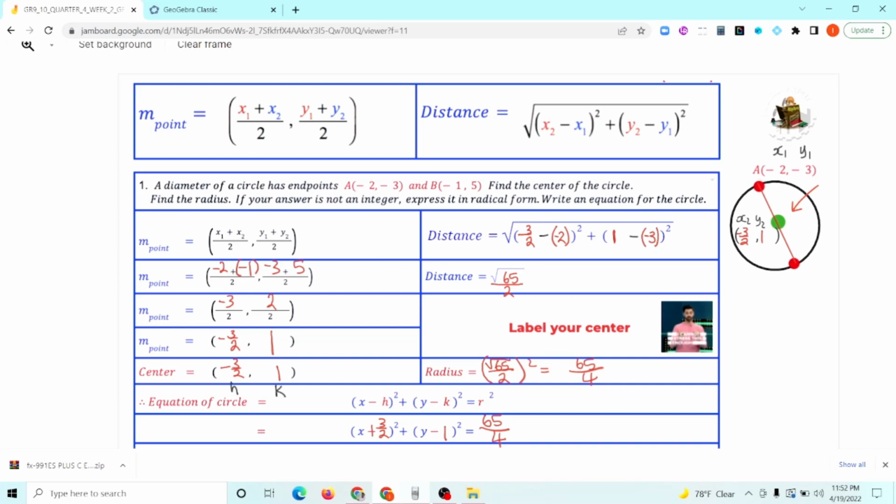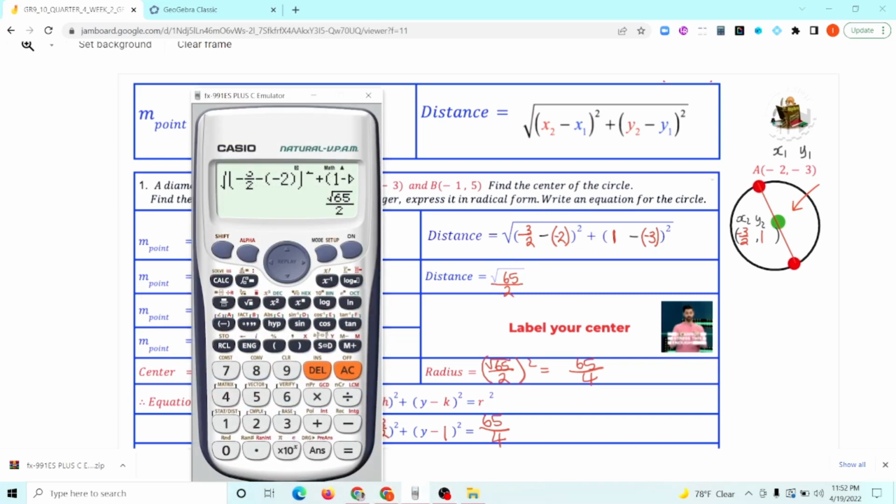Now, if I take this distance, in other words, that distance right there, which is the square root of 65 over 2, and put that in my calculator and press SD, I see the answer as a decimal, which is 4.031, so 4.03 rounded to 2 decimal places.